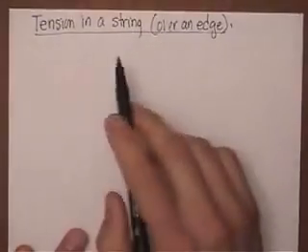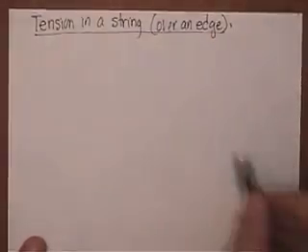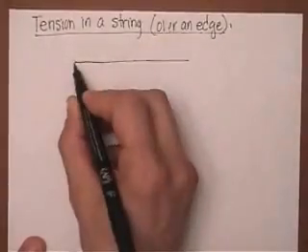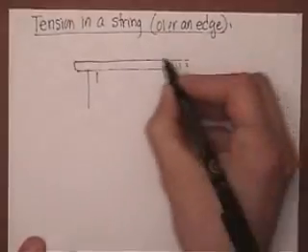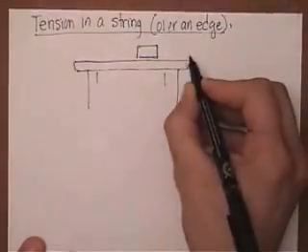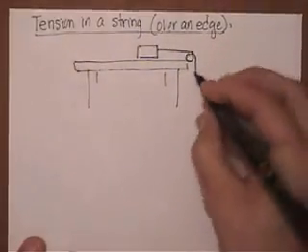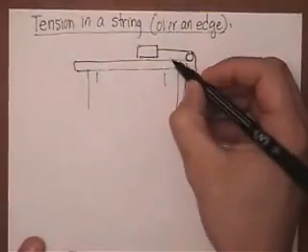This is tension in a string, but now we're going to have the object hanging over the edge of something. Usually it's the edge of a table. So what we'll do is we'll draw ourselves out a table. And you're going to have an object on that table. And usually you have a pulley, and the object goes over the pulley, and then some other object is pulling this one over the edge.